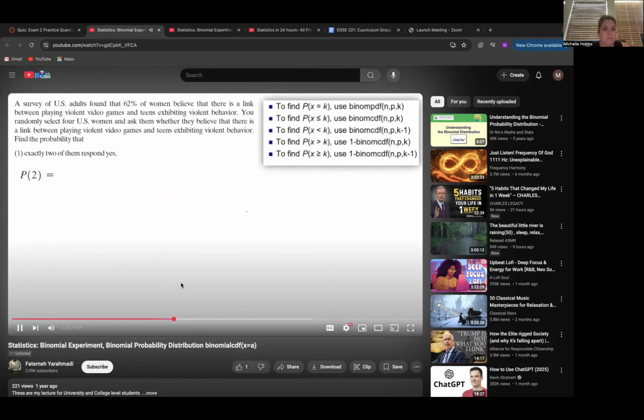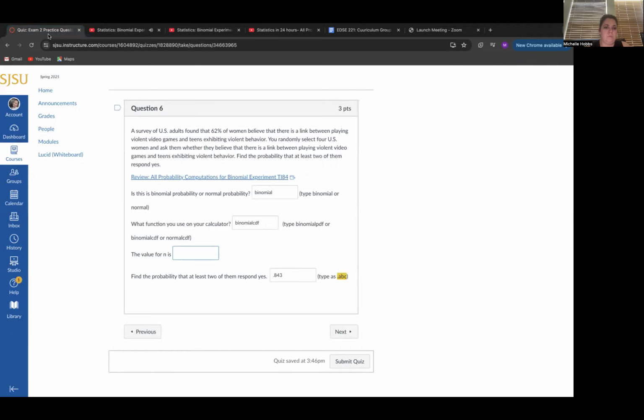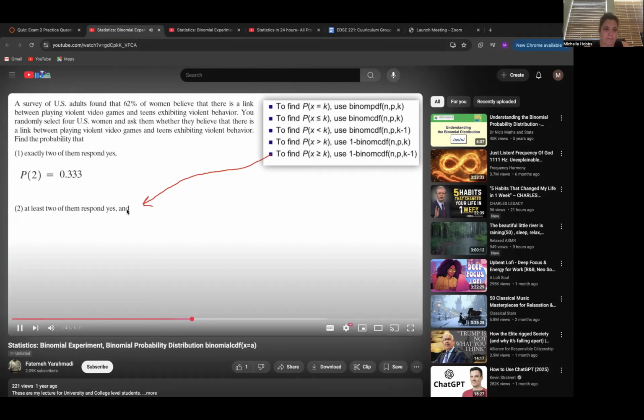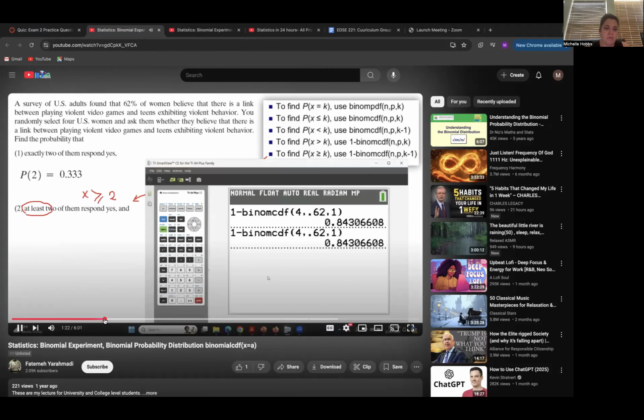Let's make it more interesting. So far we found the probability that x is exactly 2, which was 33.3%. We found the probability that it is at least 2 following the function here. Now the question says find the probability that it is fewer than 2, less than 2.